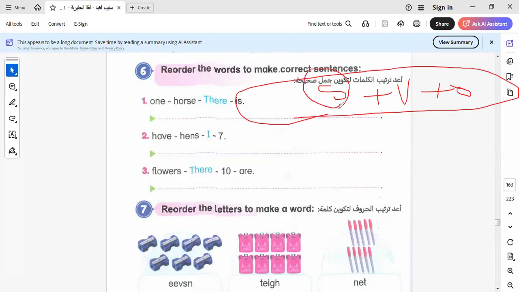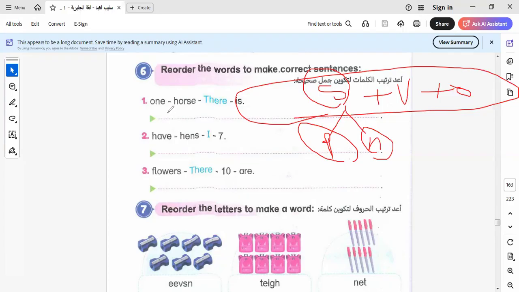And as I repeat a million times, the subject can be what? It can be a pronoun or a noun. When we say Mona is beautiful, or Mona plays games, for example, we can say Mona, and I replace Mona with she, or I replace Ahmad with he. So here it is called the noun or pronoun.